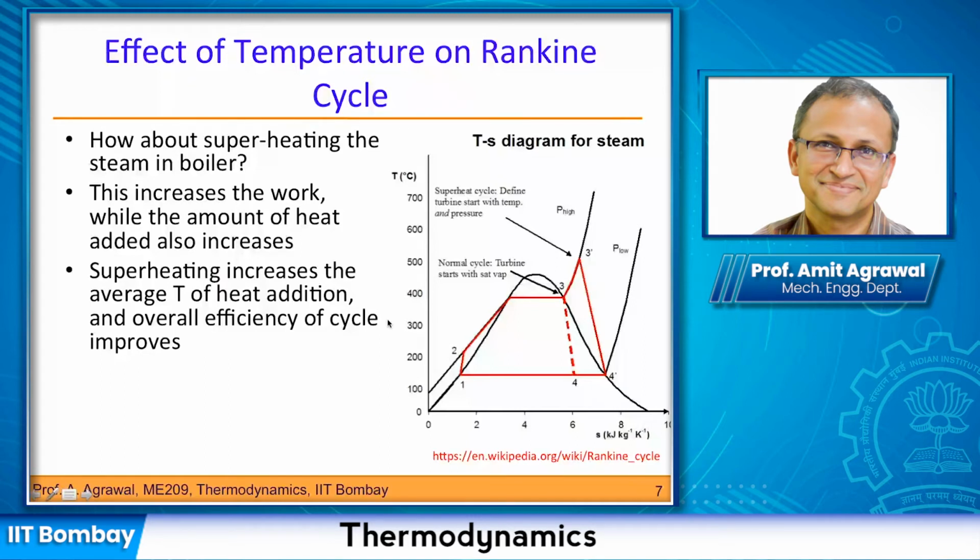It also helps to extract more work. And of course, it helps in the sense that the quality of the steam which is leaving the turbine is also larger now. Okay, you can see that everything has shifted towards the right, and therefore the quality is increased. So it seems to have a lot of advantages here. And this is something which is commonly employed in practice, that you don't terminate at 3, you go all the way to 3 prime.